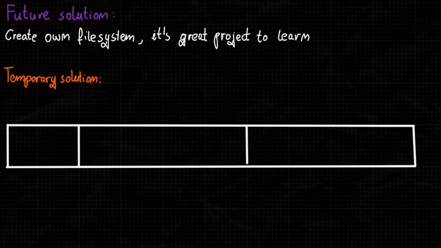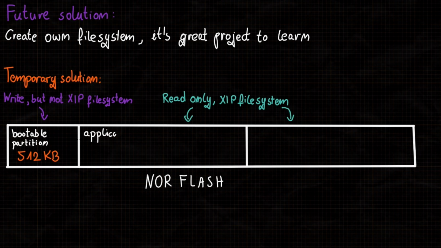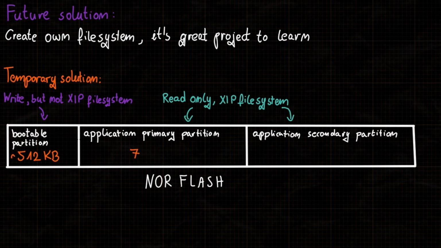I'm going to split my memory into sectors, and one of them will be read and write, and this sector will contain configuration files that may be changed from the system itself. And two read-only partitions: first, the primary partition with the application, and second, the partition with the recovery image.